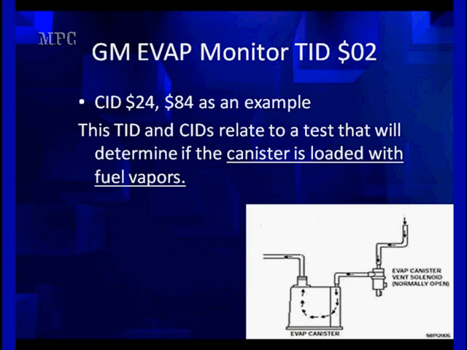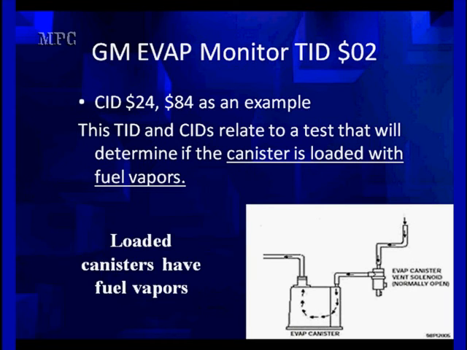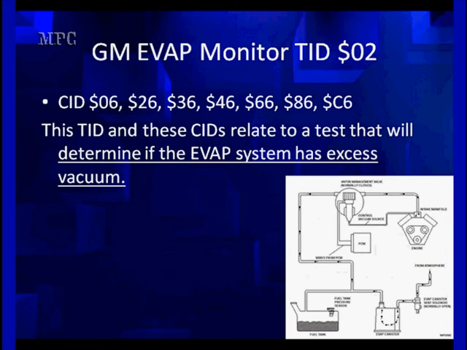Looking at some examples. TID2, SID 8424. Both of those testing the same thing. Remember we told you when the ending digit is the same, they frequently are testing the same thing? This TID and SID relate to a test that will determine if the canister is loaded with fuel vapors. Loaded canisters have fuel vapors and increase the richness of the mixture when they're vented. It's that simple. We'll show you the test in more detail.